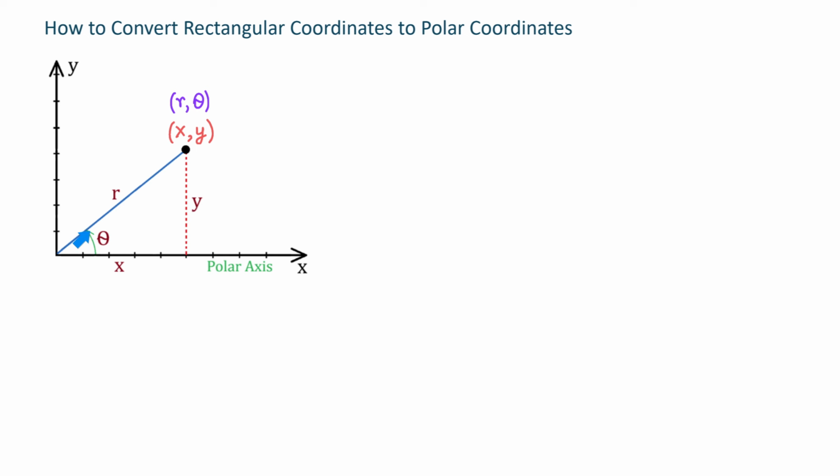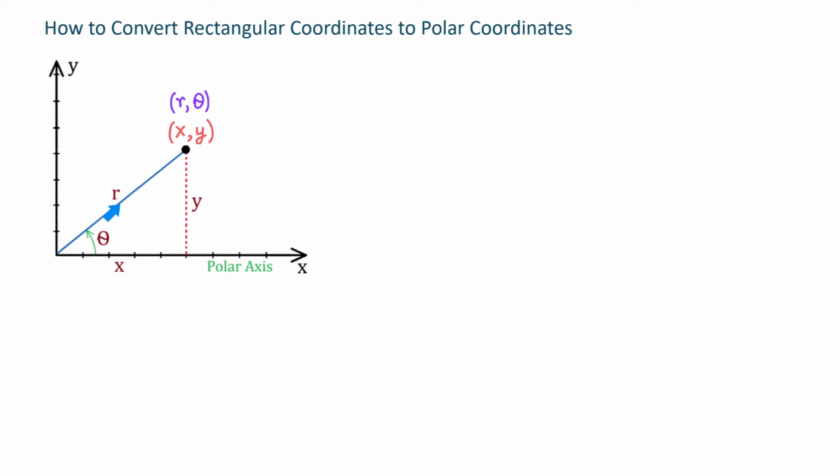Converting rectangular coordinates to polar is not as simple as converting polar to rectangular. First, we must remember that if in the rectangular coordinate system each point has only one representation, in the polar coordinate system each point has infinitely many representations. To keep it simple, when we convert to polar, we will keep r positive and theta an angle between 0 and 360 degrees. Now, in this figure, we have the polar axis along the positive x-axis.